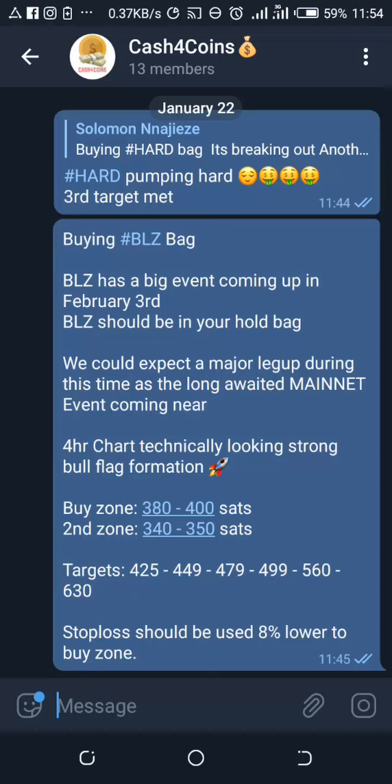So these are the buy zones. Then when you buy, also wait to get your profit in the targets below. So the first target says 425, so to 630. So let's open Binance and check this out.